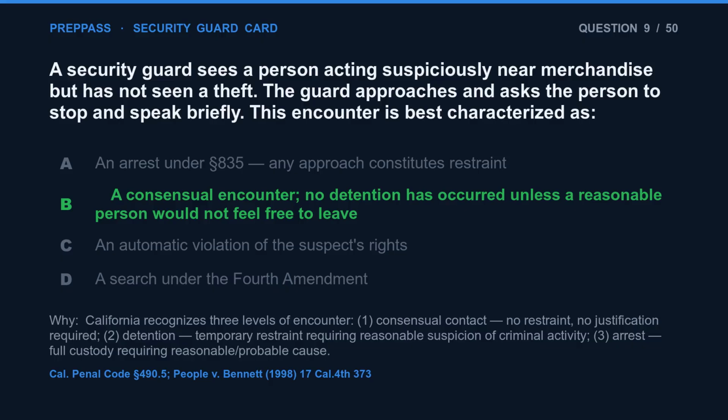The correct answer is B. California recognizes 3 levels of encounter. 1. Consensual contact, no restraint, no justification required. 2. Detention, temporary restraint requiring reasonable suspicion of criminal activity. 3. Arrest, full custody requiring reasonable/probable cause.